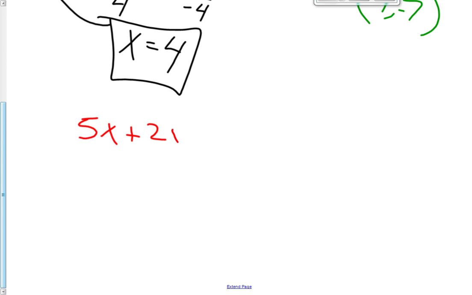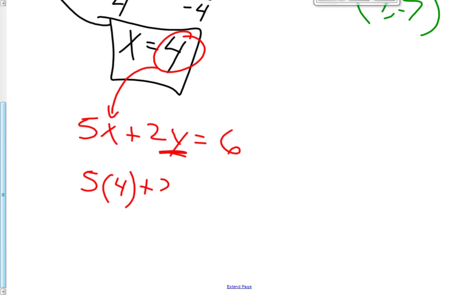5x plus 2y equals 6. Well, I now know what x is. X equals 4. So let's put 4 in there, and then we'll find y. So it's 5 times x. X is 4. Plus 2y.